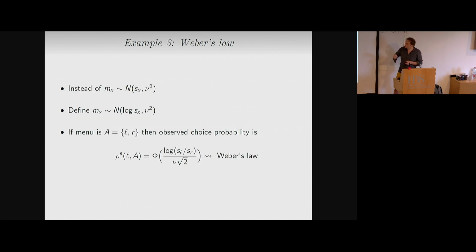You could tweak this a little bit, and instead assume the signal is still normal, but the mean is now the logarithm of the true weight. Then the observed choice frequency is very similar, but now it depends on the ratio of these two weights instead of the difference between them. That captures what in psychology is called Weber's law, that Mike alluded to. So you can create these kinds of things easily using this Bayes expected utility model.